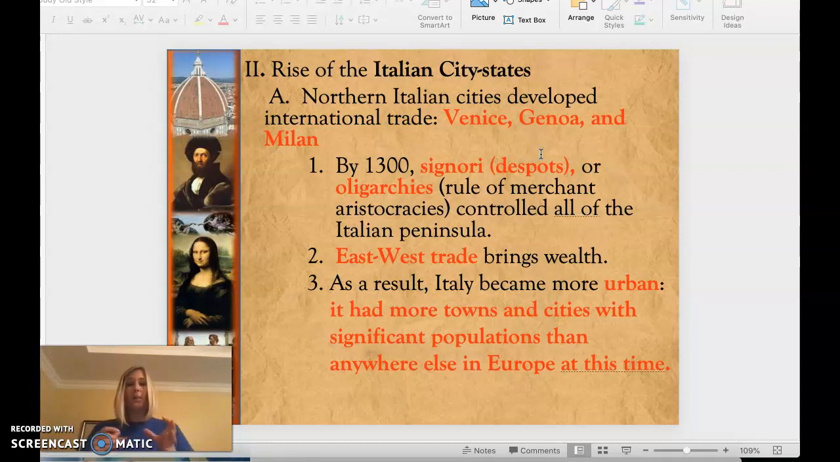So the Italians refer to them as the signori, or you may have what's called an oligarchy in charge of a city-state. And an oligarchy is basically when you have a group of wealthy businessmen, in this case, merchant aristocracies. So very wealthy men who have a particular business. So either they are controlling, they are in charge of a city-state, or you have a despot in charge. So either way you look at it, this is the Italian peninsula where we're focused.